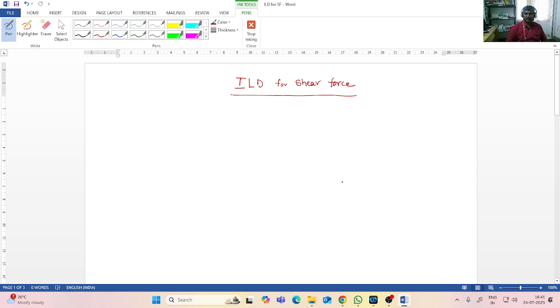Welcome back. Let us learn how to draw ILD for shear force. So consider a simply supported girder. Left support A, right support B. Span L.